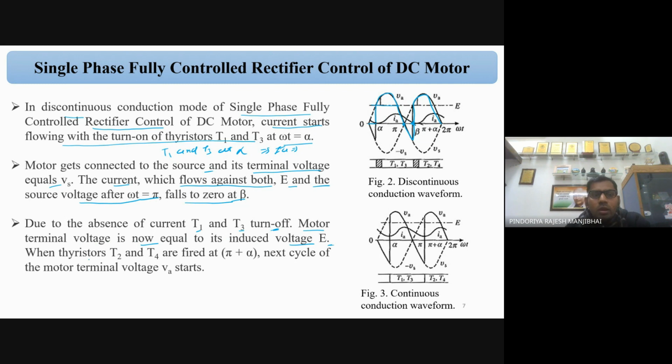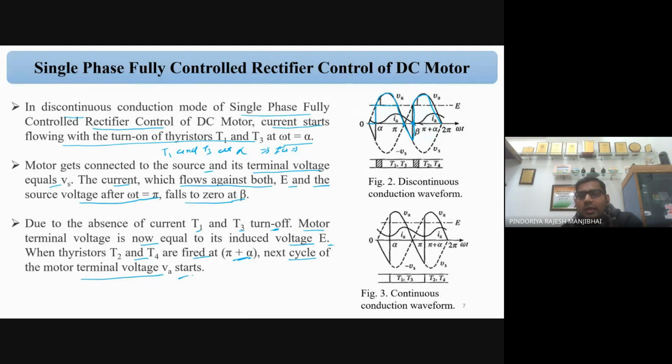When thyristors T2 and T4 are fired, we now have to operate the other two thyristors. The remaining thyristor switches, T2 and T4, are fired at pi plus alpha. And why alpha? Because we have to give the firing angle, correct? So we give the firing angle at alpha. Next is the cycle of the motor terminal voltage VA.